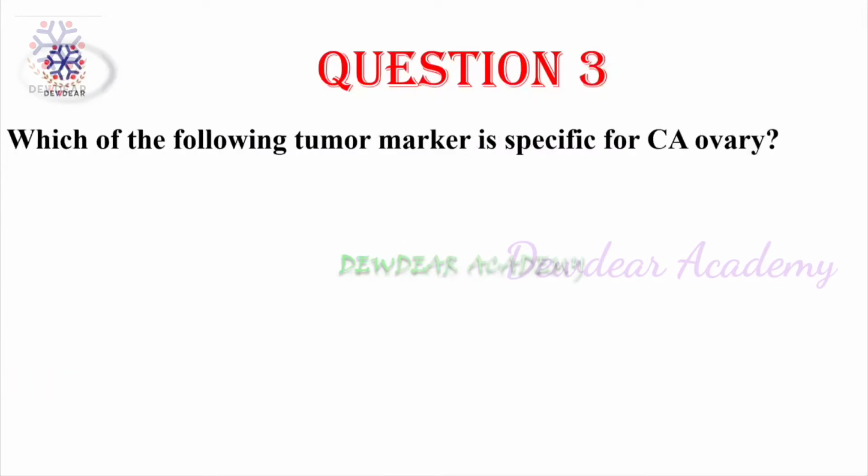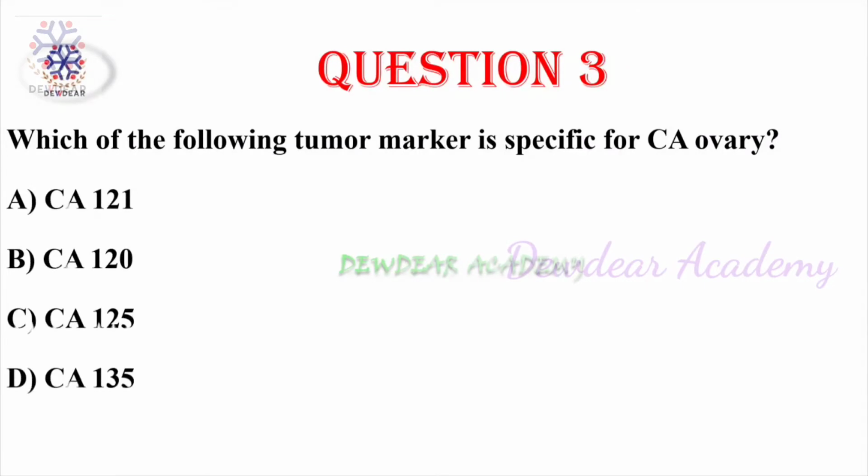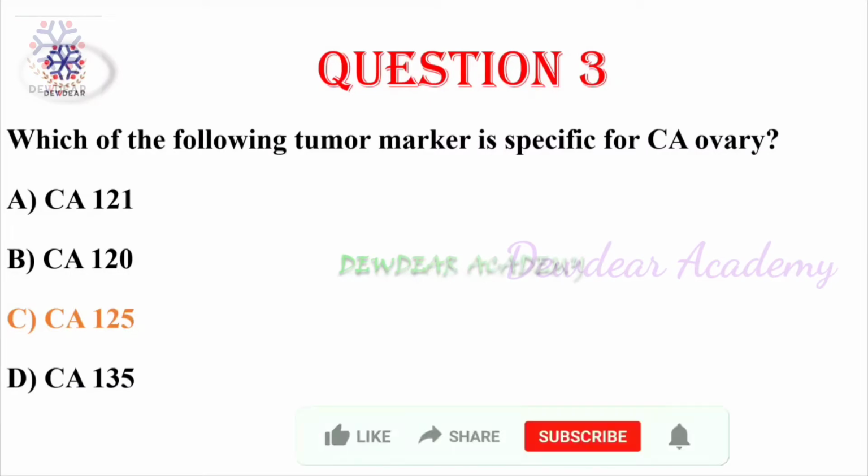Third question: which of the following tumor markers is specific for CA ovary? Options: CA121, CA120, CA125, CA135. The correct answer is CA125. That is, cancer antigen 125 is specific for CA ovary.